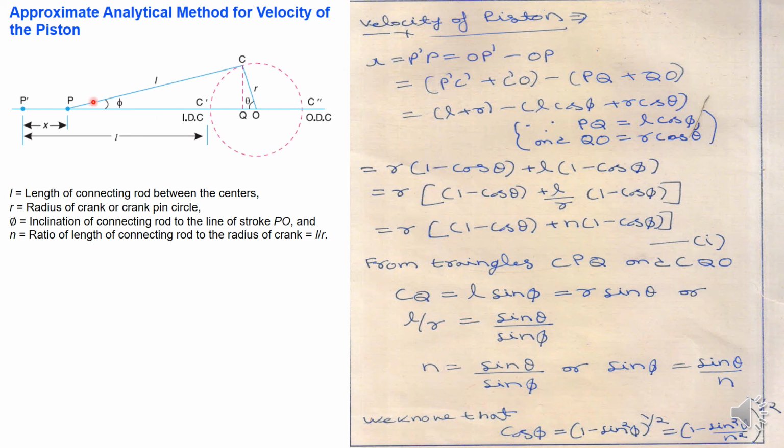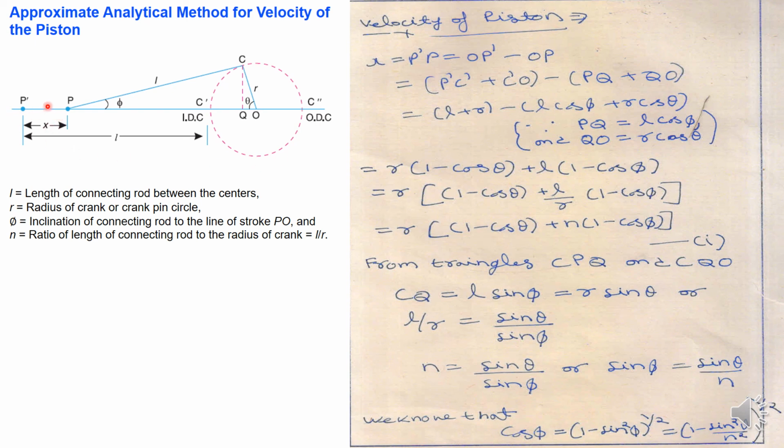In the figure, it is clearly shown that this is a piston crank arrangement. L is the length of the connecting rod between the centers. Small r is the radius of the crank or crank pin circle, and phi is the inclination of the connecting rod to the line of stroke PU. Small n is the ratio of the length of the connecting rod to the radius of the crank, that is, L upon r. So the ratio of L and r is n.